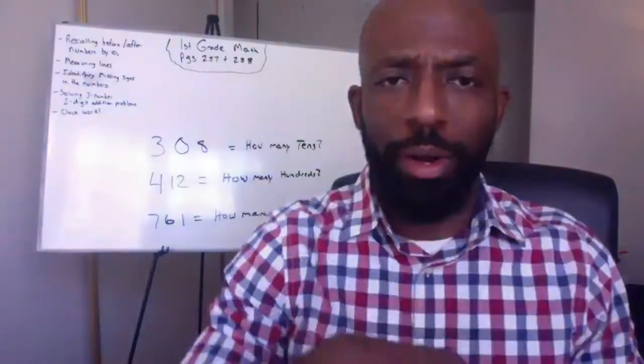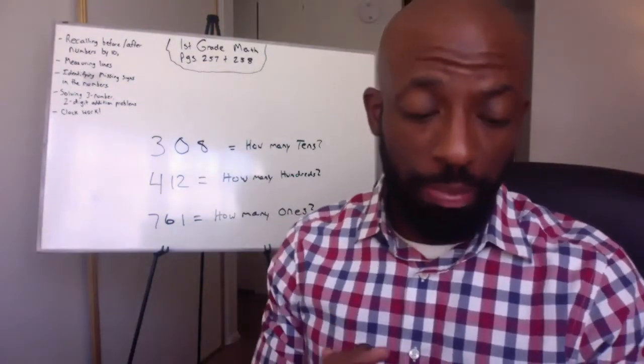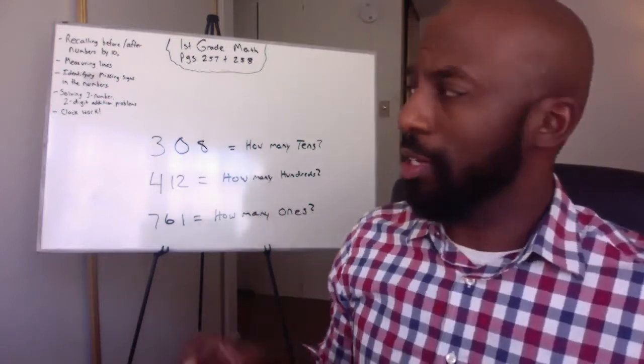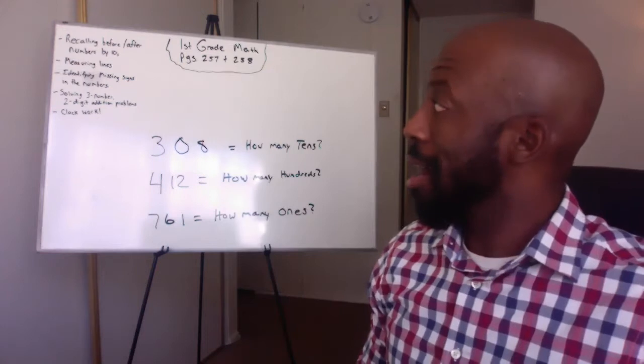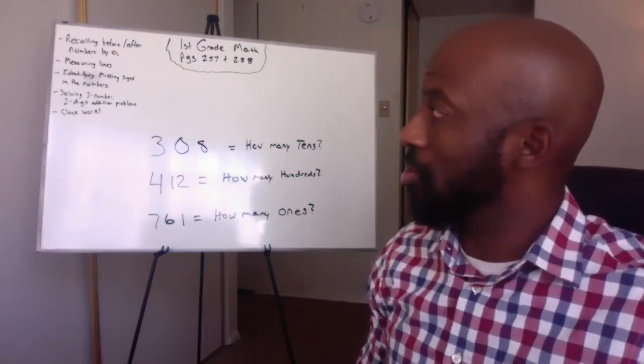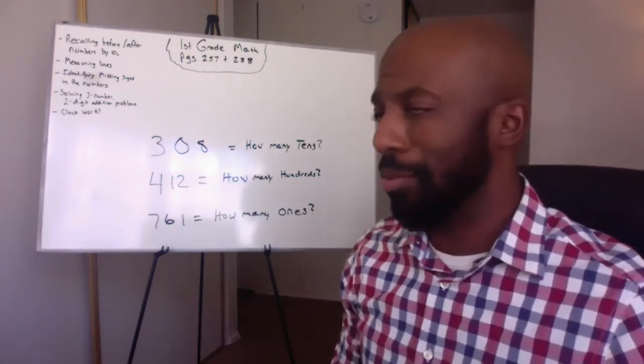We are working on pages 257 and 258. We're going to jump in and touch on a few different things today. We're calling before and after numbers by tens, measuring lines, identifying missing signs in the numbers, solving three-number and two-digit addition problems, and some clockwork.